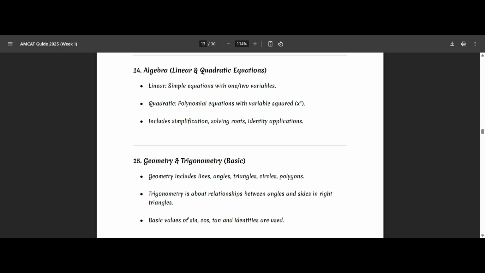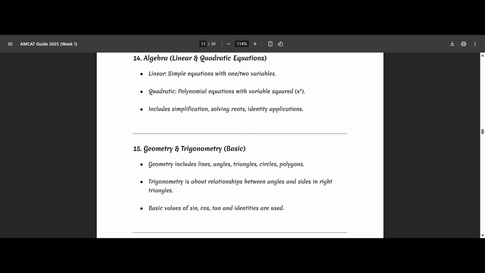Algebra, linear and quadratic equations. Linear: simple equations with one or two variables. Quadratic: polynomial equations with variables squared. Includes simplification, solving roots, and identity applications.